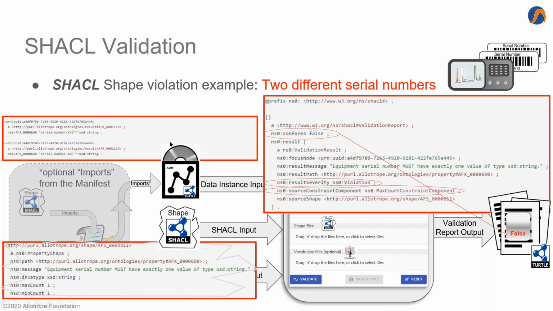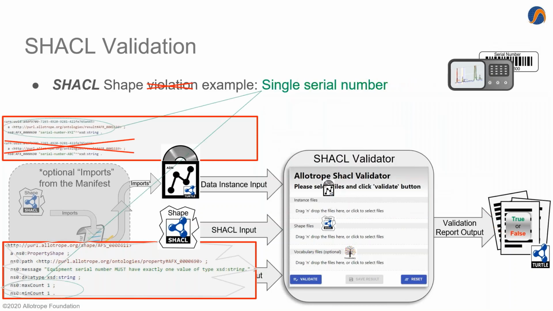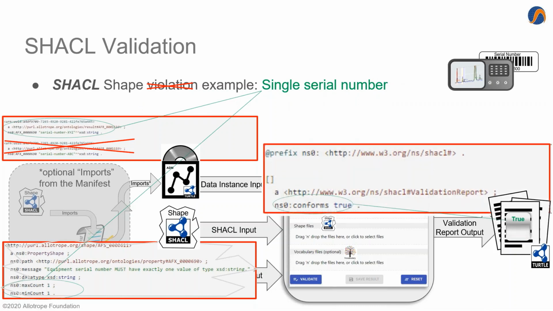Let's fix it. We will erase one of the serial numbers, and we will have a single serial number. We will pass it through the SHACL validator, and this time we will get conforms true. We passed our validator.